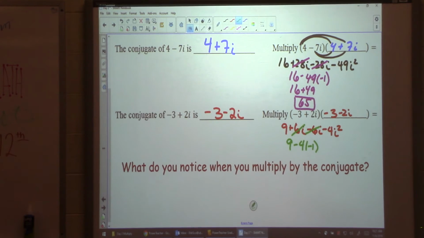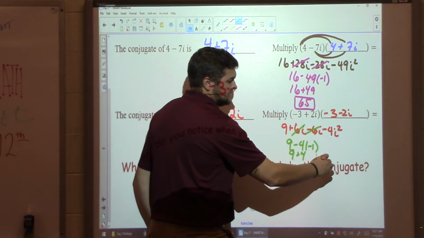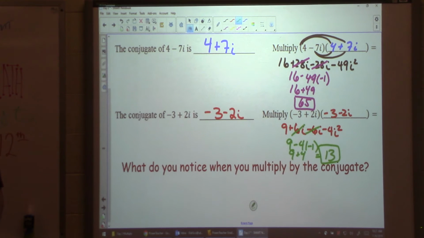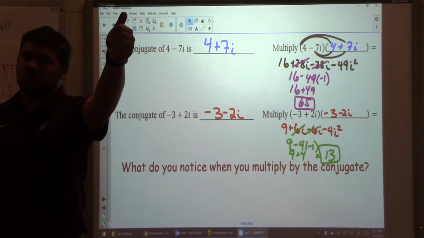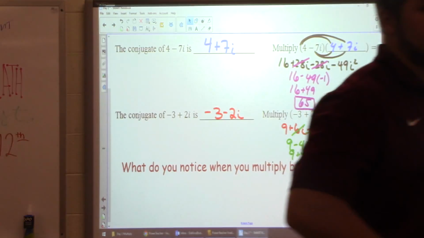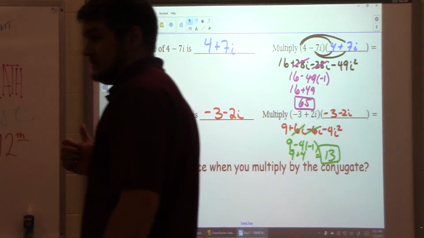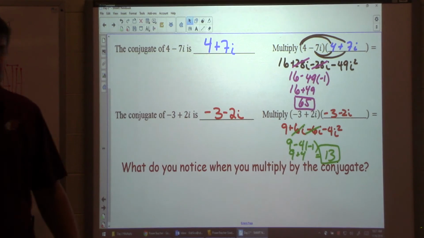Sweet, thank you. Alright. So that becomes 9 plus 4, which is 13. Does that make sense? So once again, there were two things I said. What do you notice happens when you multiply by the conjugate? First thing is no more imaginary numbers. You should not have any imaginary numbers in your answer. So no i's in your answer.